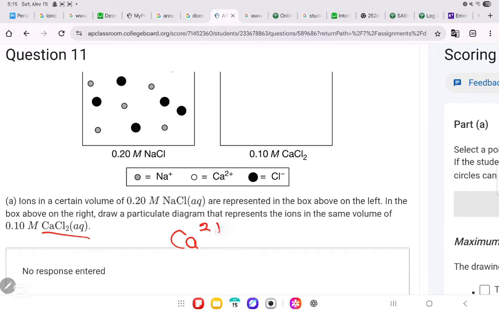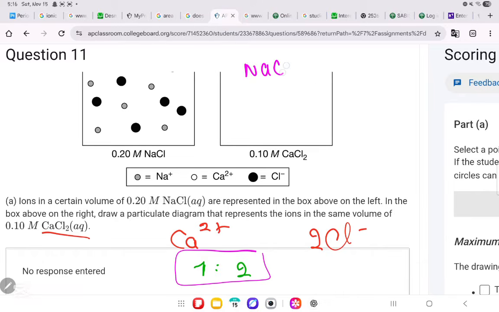It's Ca2+ and then Cl-, but it's not balanced out, so I need to put a 2 over here. So now it becomes what? It becomes 1 Ca2+ to 2 Cl-. So the ratio of moles is 1 to 2. Now, after finding this very important information, we should find the number of moles of CaCl2.